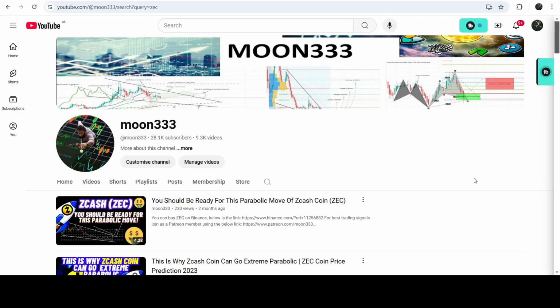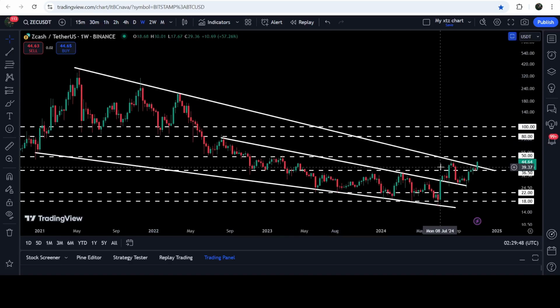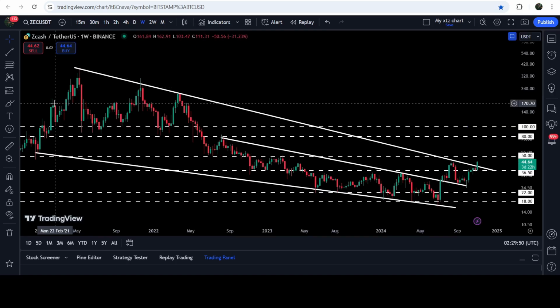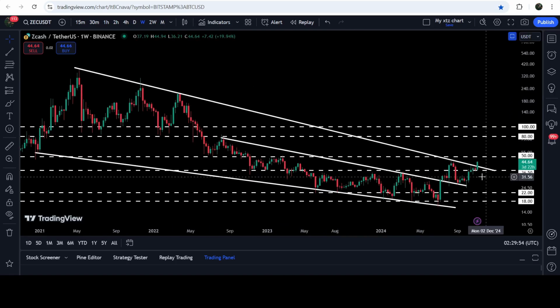As in my previous videos of Zcash, I have been showing you that Zcash formed a very big and huge falling wedge pattern on a weekly time frame chart, and this was one of those videos. And now if we move to the live chart, here you can see that for the past several months, even for the past several years, since after the month of Feb 2021, it was moving inside this wedge. And right now, you can see that the price is breaking out the resistance of this wedge.